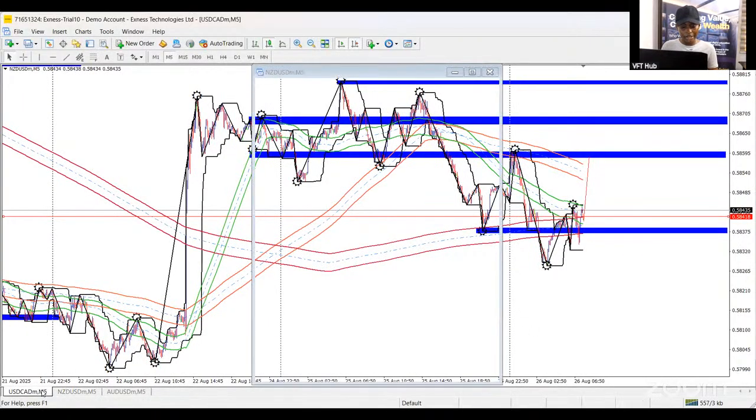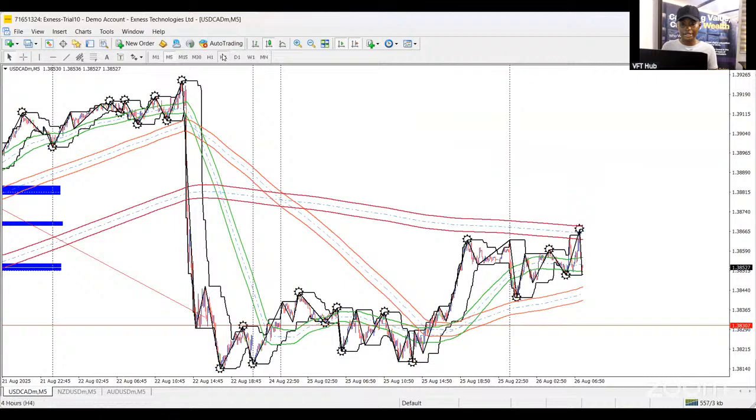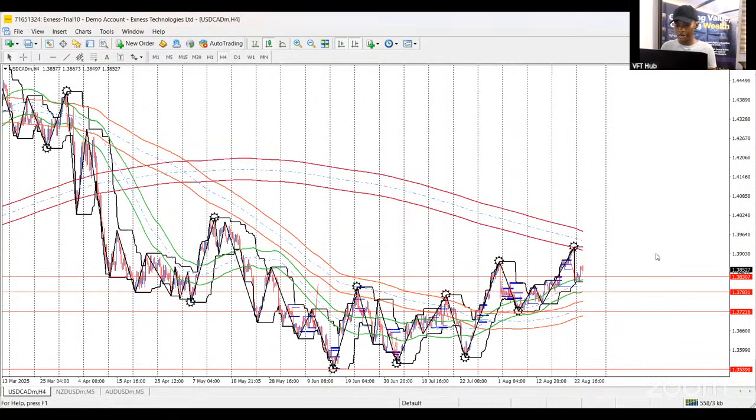Now for USD/CAD, what am I seeing on H4 time frame?